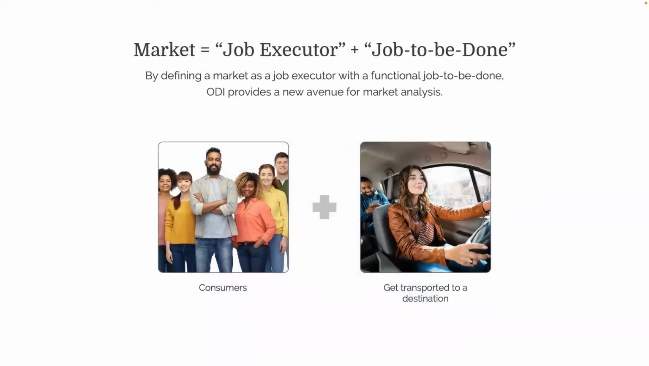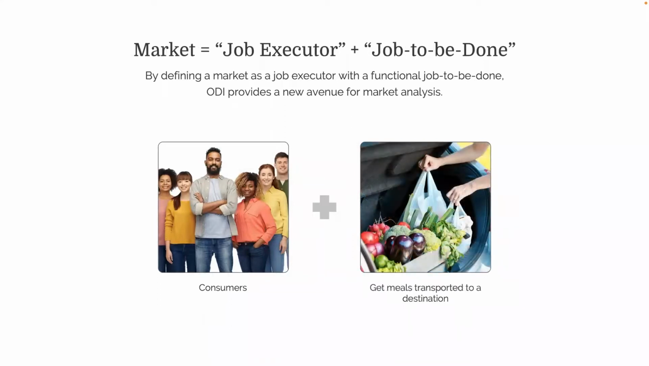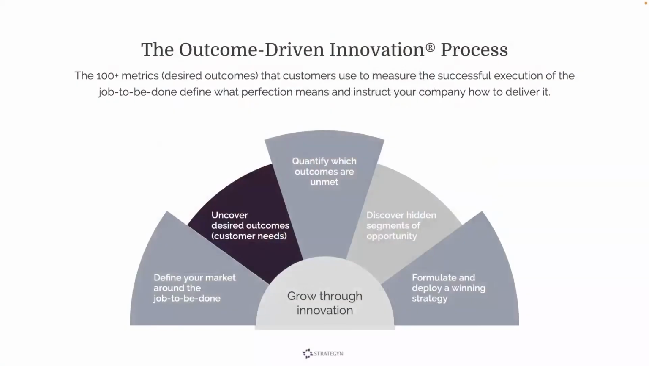One example I like to show that demonstrates this very nicely is what Uber has done. If you think about their markets, you have consumers who are trying to get transported to a destination as their core market, but this makes for a really interesting adjacent market, such as consumers who are trying to get another job done, get meals transported to a destination, which gave way to Uber Eats, which has been very successful. So thinking through this framework in this manner allows you to apply a different lens to the way you define a market and define your market adjacencies, so you can find other opportunities for growth. The next step comes in with the outcomes.